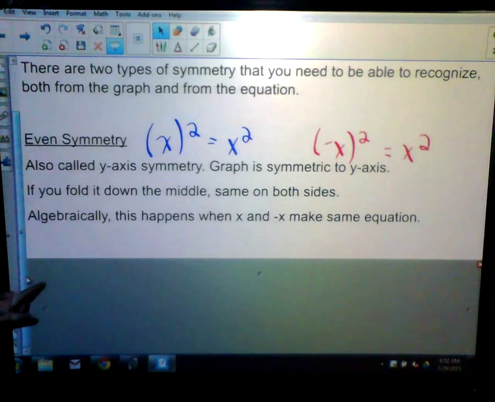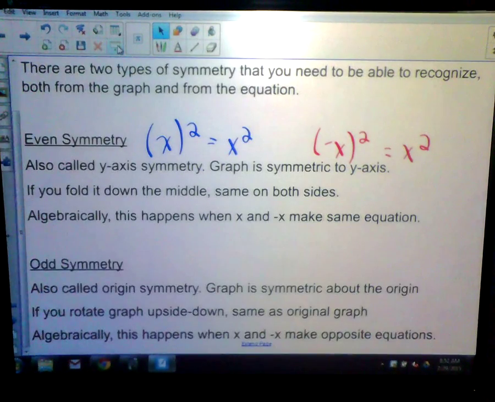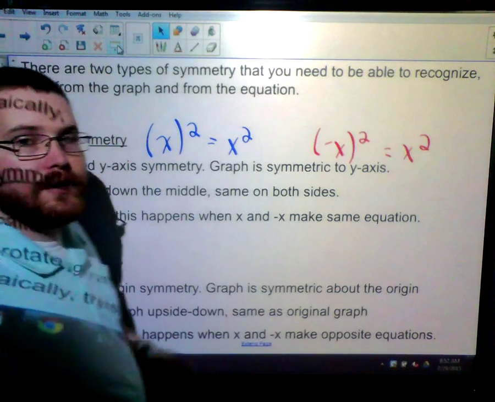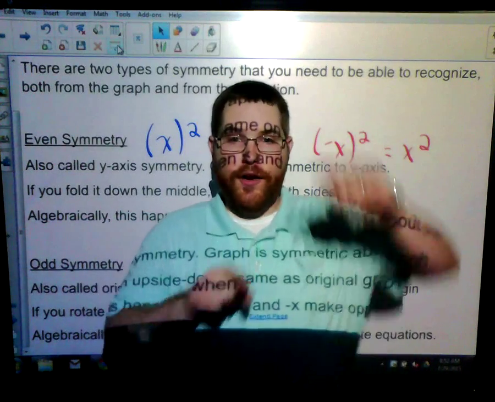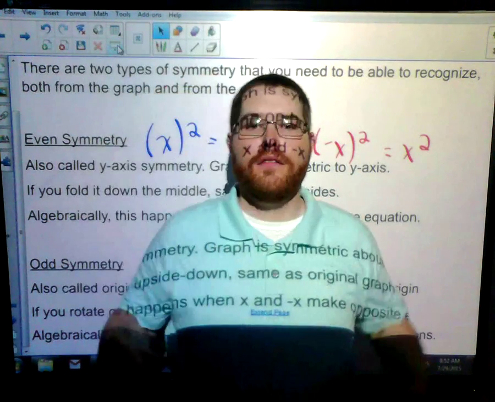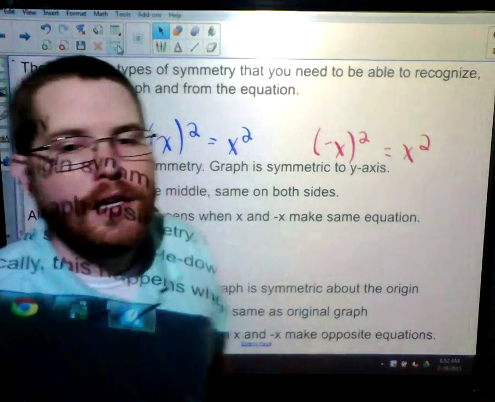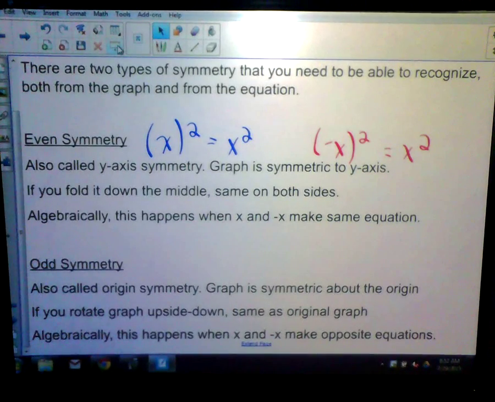If we have even functions, then we have odd functions. Odd functions are called origin symmetry. That means the graph is symmetric about the origin. If you rotate the graph upside down, it's the same as the original graph. Paper helps here. Look at your graph, turn your paper upside down. Is it the same graph? Algebraically, this happens when x and negative x make opposite equations.